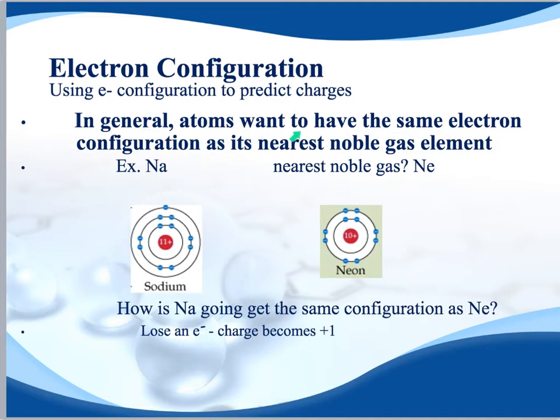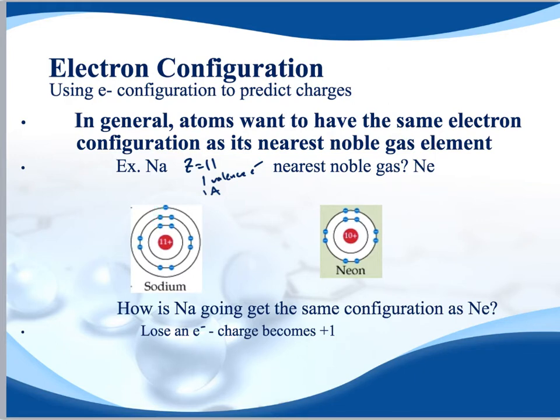The reason is, in general, atoms want to have the same electron configuration as the nearest noble gas to it. Take for instance sodium. It's got an atomic number of 11, and it's got one valence electron. It's in family 1A.